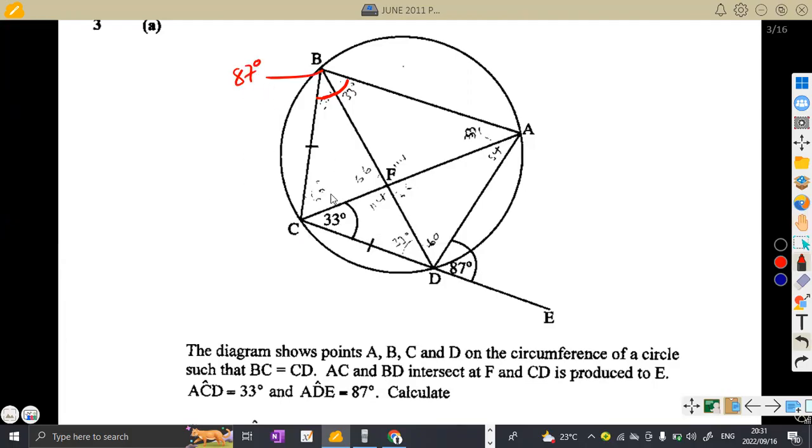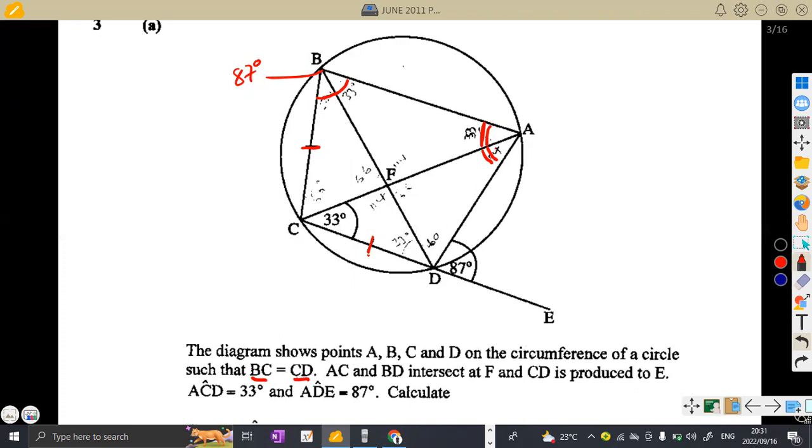Then we are given that BC and CD, these two, are equal, which is this chord and this chord. So you know that equal chords subtend equal angles at the circumference. We hold the chord BC to the circumference, and from CD, we are going to create an angle at B. So I'm saying that this angle at A and this angle are equal because they are subtended by equal chords. Also we are given 33 degrees and 87.